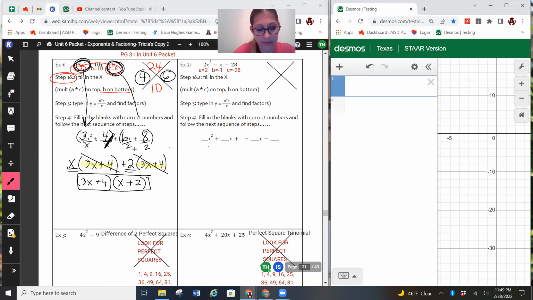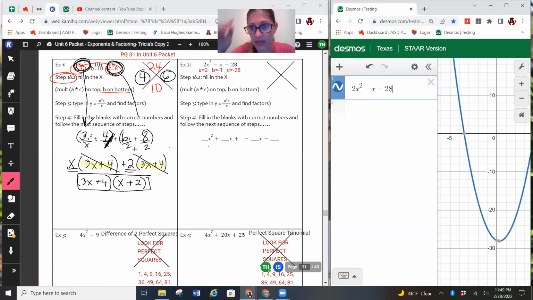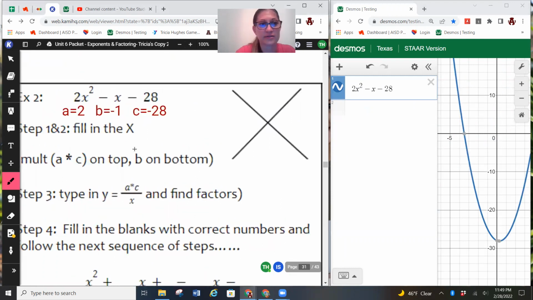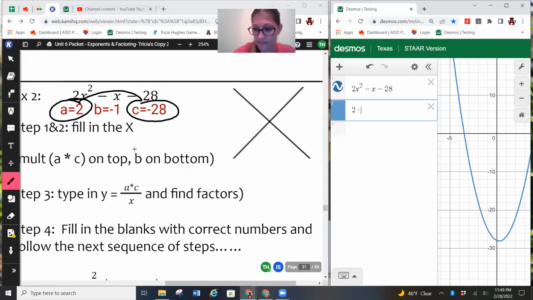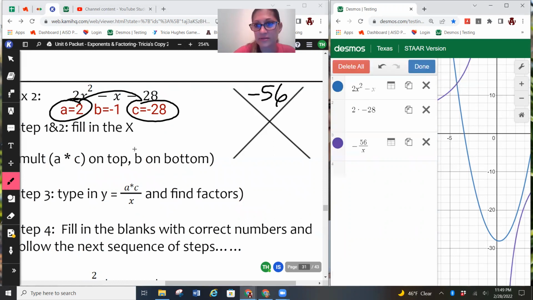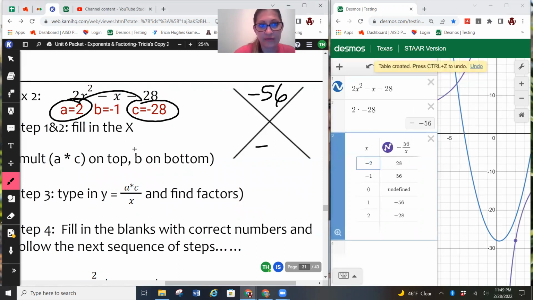All right, I'm going to type in the problem, 2x squared minus x minus 28. I'm going to fill in this x. I'm going to multiply 2 times negative 28 and get negative 56. What multiplies to negative 56 and adds to negative 1?